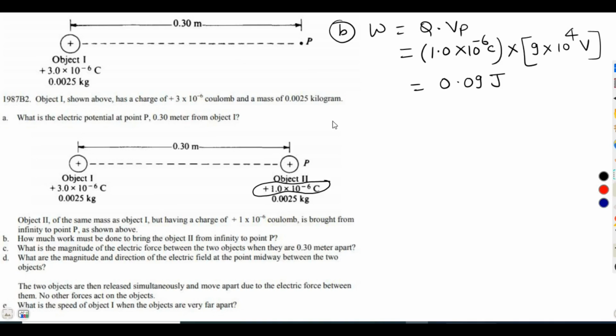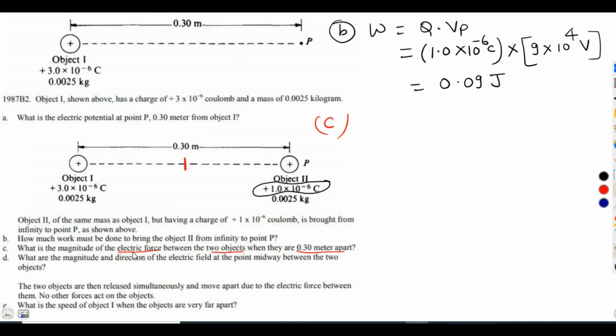Let us see part C. What is the magnitude of the electric force between the two objects when they are 0.3 meter apart? So we have to find the magnitude of the electric force between the two objects when they are this much meter apart.